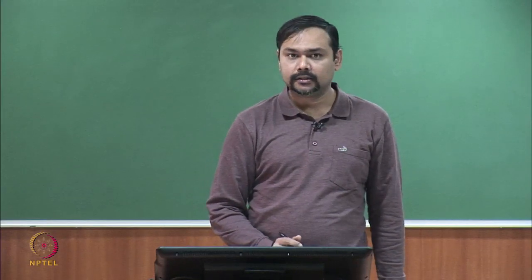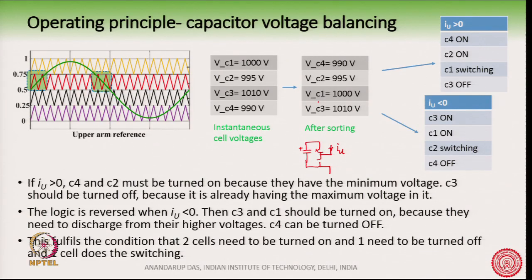Remember that we are using half bridges. Half bridge means if you turn on the upper switch, we will charge or discharge the capacitor based on the direction of IU, but if we turn on the lower switch, then we are bypassing the cell. So, the capacitor voltage will stay where it was. Now, this is what I have written: for IU greater than 0, C4 and C1 must be turned on, because they have the minimum voltage, and C3 should be turned off because it already has the maximum voltage. Now, in case IU is less than 0, okay.